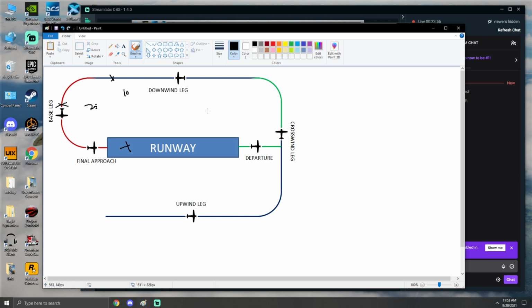Something else to keep in mind too, if you have a tailwind, which more than likely we're going to have, this first turn downwind to base is going to be more than 90 degrees. You're going to have a crab angle towards the inside of the traffic pattern to compensate for wind drift, right? So again, more than 90 degrees, high ground speed, so keep a higher angle of bank here.